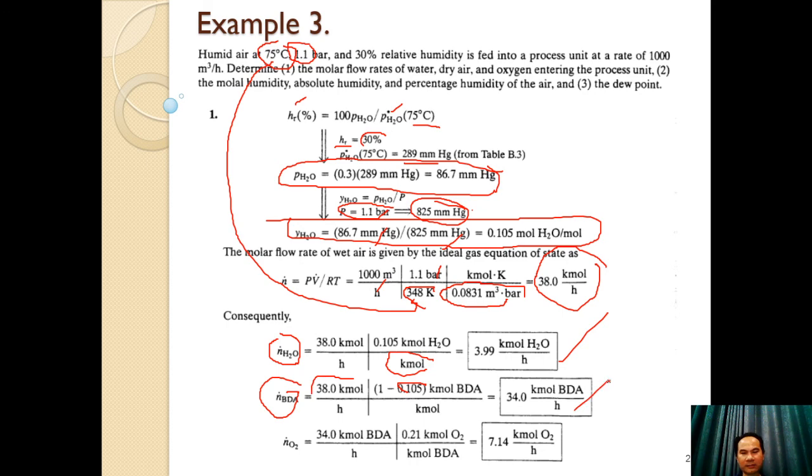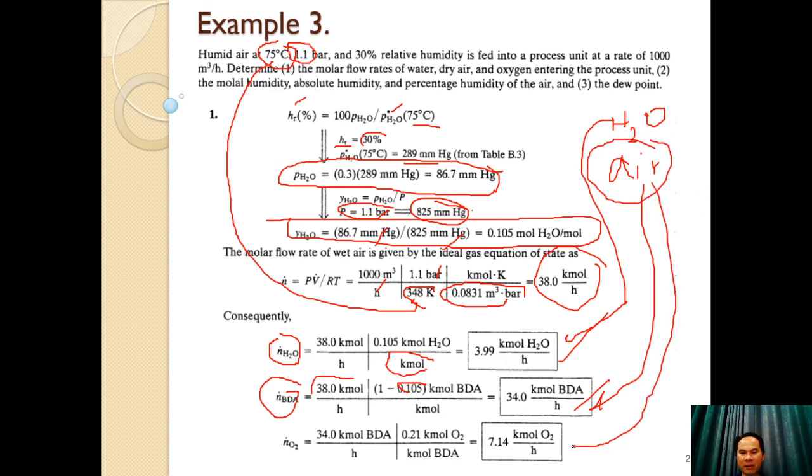And the last one, oxygen. How to calculate this? The oxygen is included in air, in dry air. For this system, we have two components, water and air. You calculate water, and you calculate air. Now oxygen: oxygen you calculate from air. Air is 21% oxygen, because in air we mostly have two components, nitrogen and oxygen. The composition of oxygen in air is 0.21 kilomole oxygen per kilomole dry air. For this case, the dry air is 34 kilomole. You can calculate oxygen. This is the first question finished.